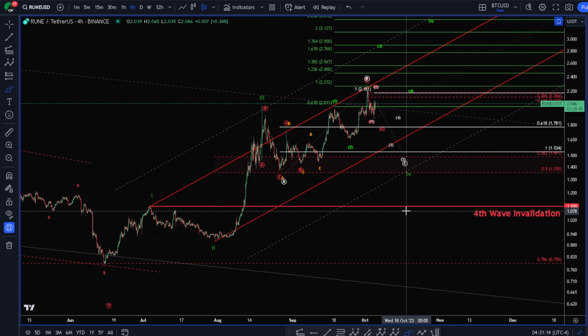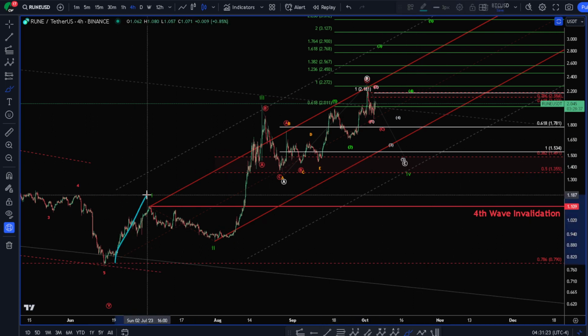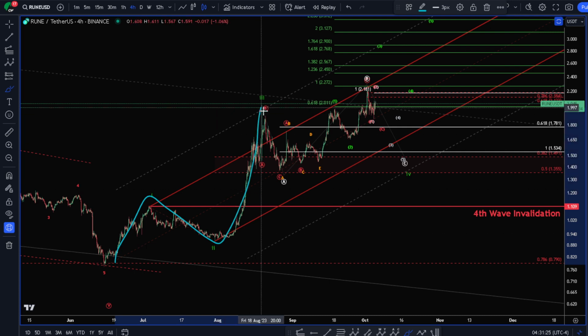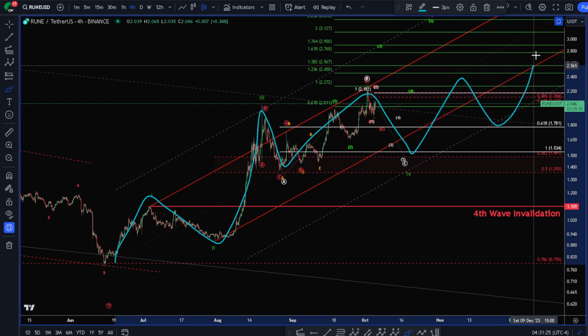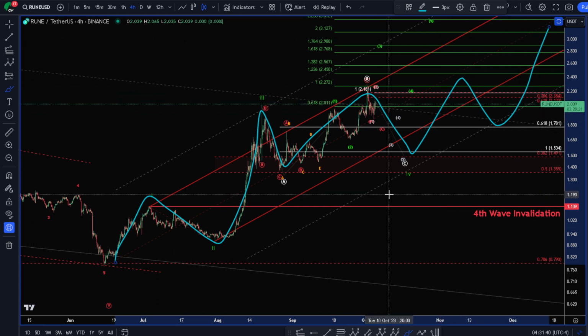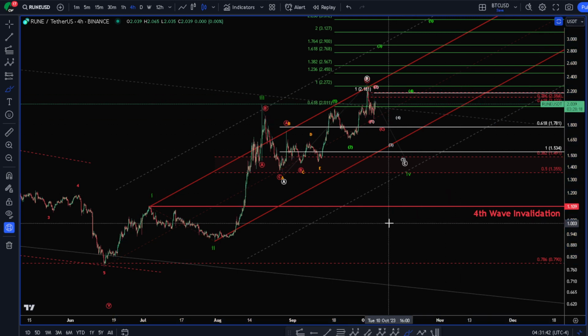We can also move correctively. This is just an alternative. I just don't want to make it too complicating for you. But also this could be an ABC. We then get an ABC, and we can move correctively up to the upside as an ABC. That would be my alternate count, but it doesn't matter too much at the moment, just because the direction would be similar. I just look for the long and see how the waves print out afterward.